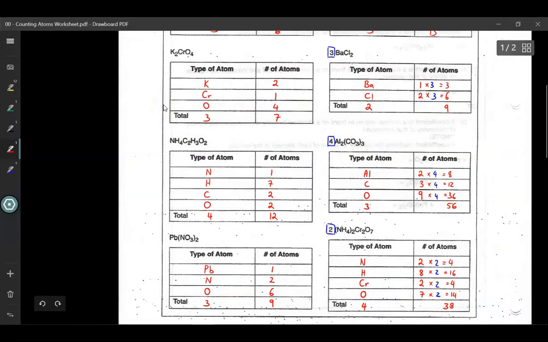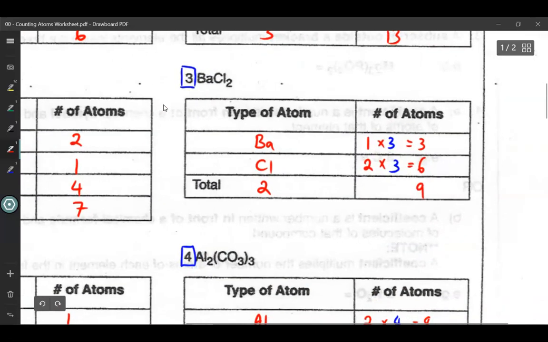You might also need some help with these ones over here. So what I've done again was calculate just by itself without the coefficient, 1 barium, 2 chlorines, then realize I need to make 3 of these barium chlorides, so I multiply everything by 3, and that's what I've got.